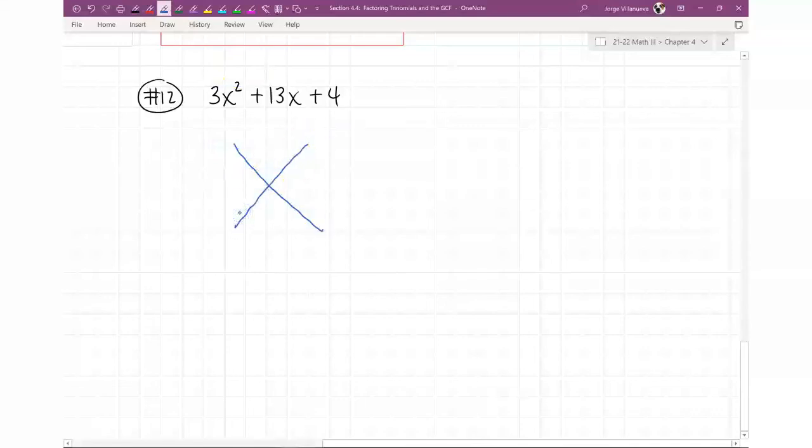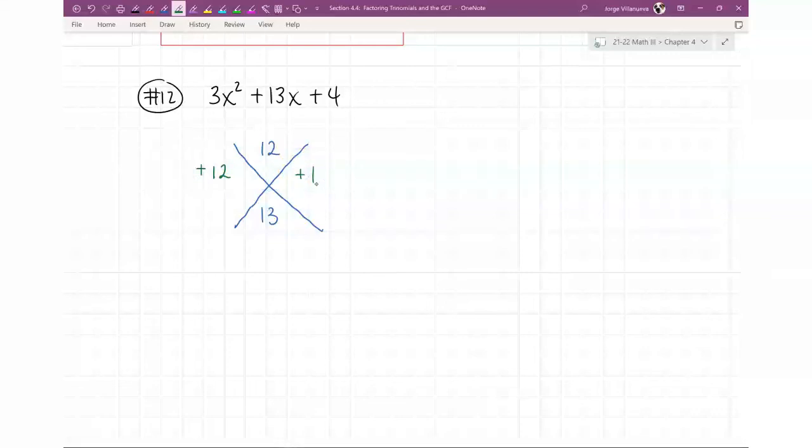On the top, I'm going to get my 3 times 4. That's a 12. On the bottom, I'm going to put my 13. Okay? What 2 numbers multiply to 12 but add up to 13 or subtract to 13? 12 and 1. Good. Now positive for both, right? Positive 12 times positive 1 is 12. Positive 12 plus 1 is 13. So it looks good. So I'd say, great, I'm done.